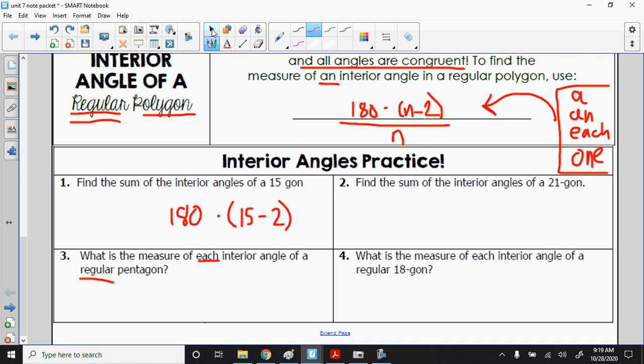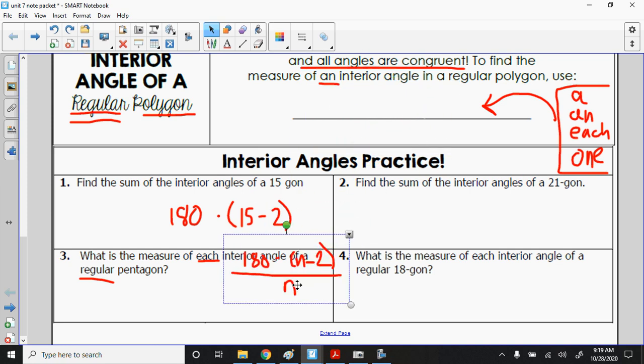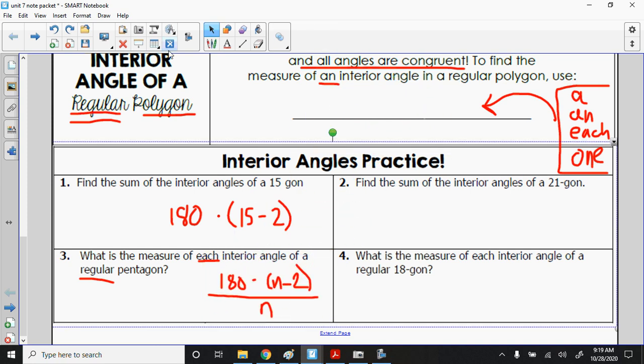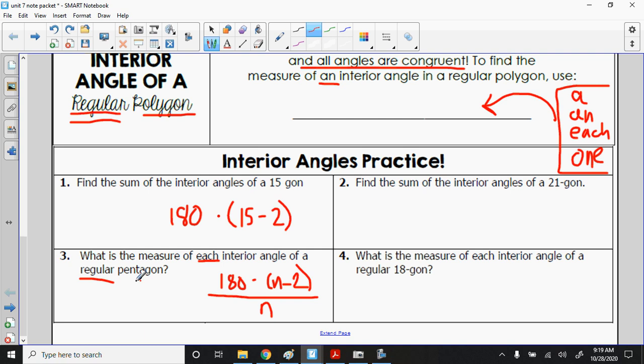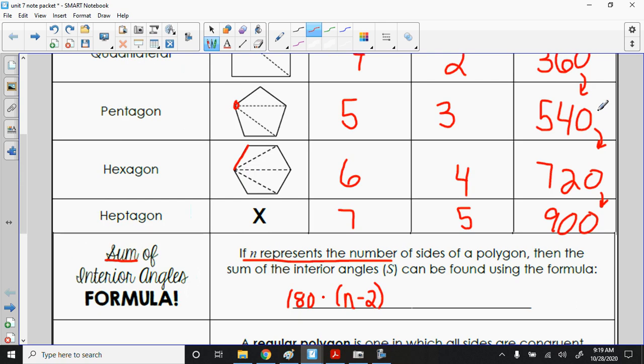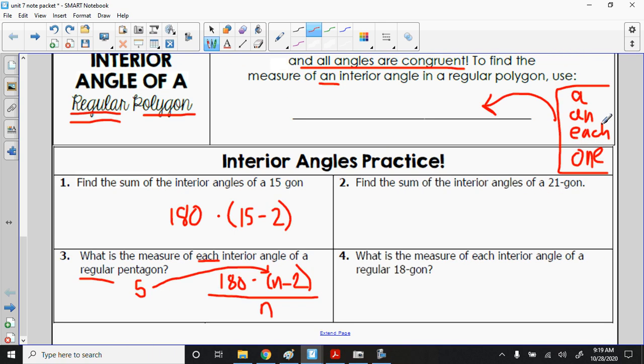So we would grab this formula and insert: a pentagon has 5 sides, so we would insert a 5 here. And I already did that. 5 minus 2 times 180 up here is 540, so I already know that. But then we would divide it by 5. So 540 divided by 5, the answer would be 108.